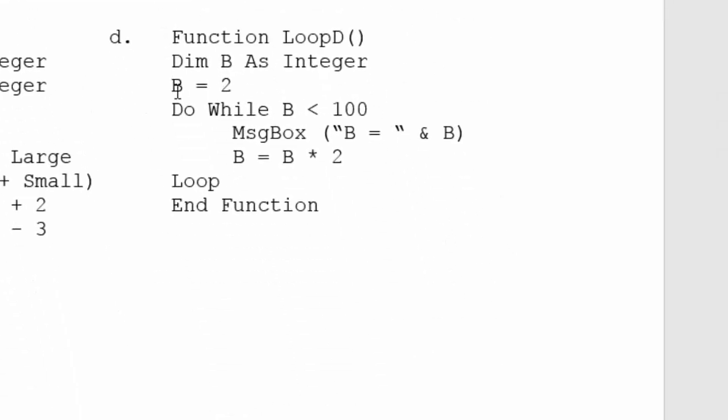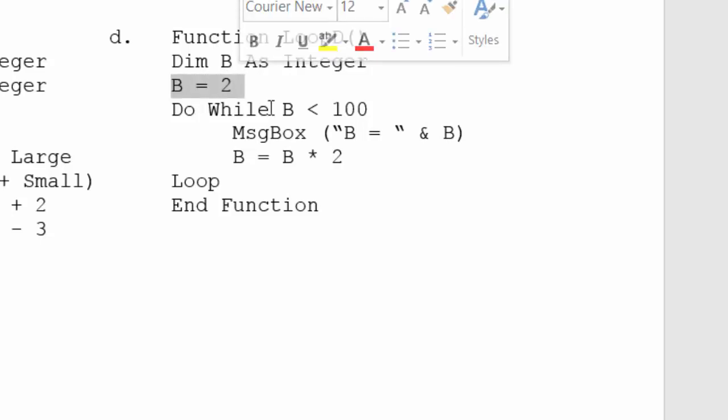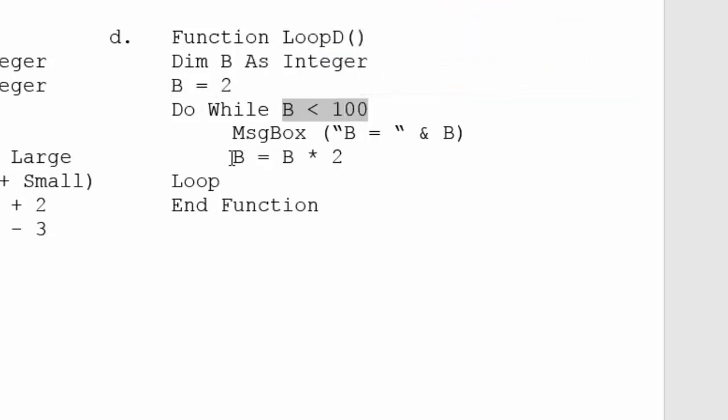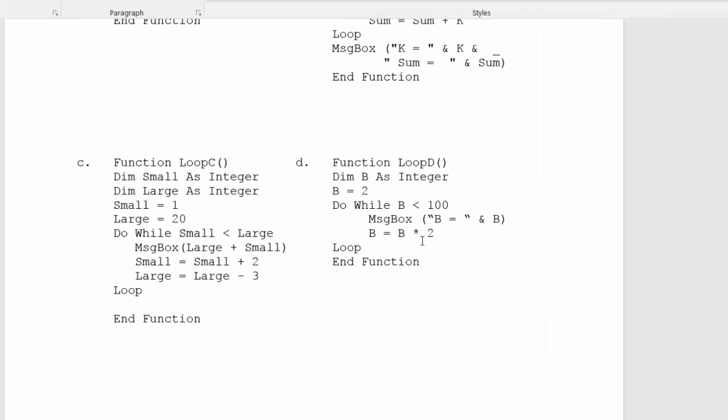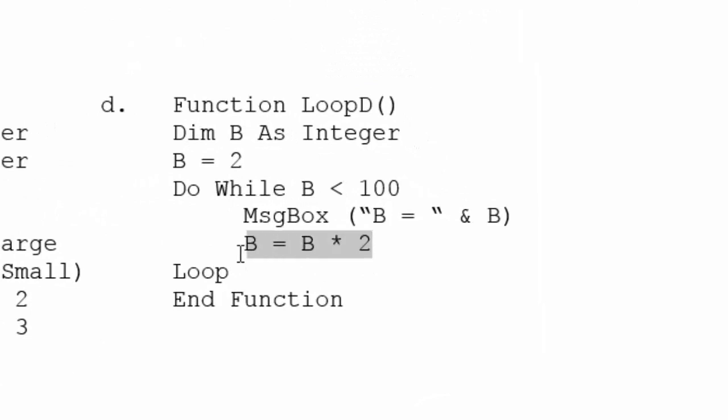In this case right here, the LCV again is the only variable that we have, B. We initialize it, we test it, and we update it in the loop. So it is the LCV. Can you see what would happen if we deleted this statement right here? If we deleted this statement, we would not be doing the three things we need to do to the LCV. We would only initialize it and test it. The update would not happen.